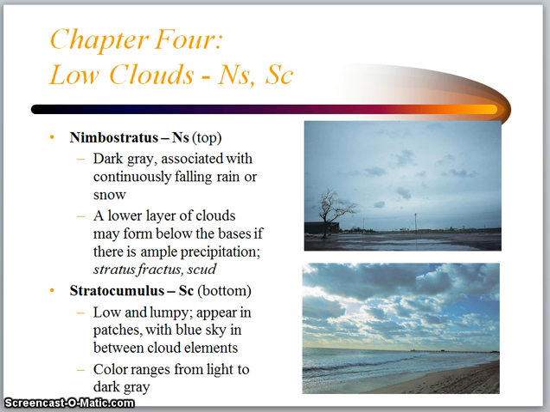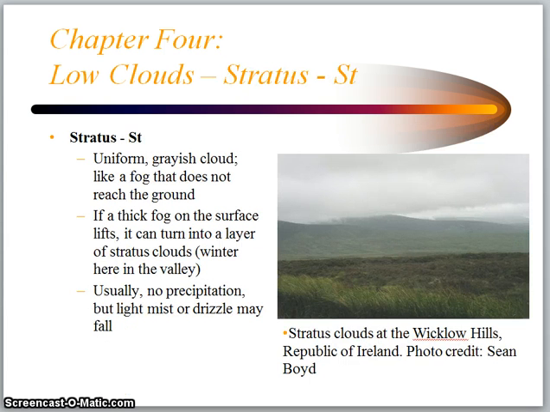There are nimbostratus clouds, which are dark and gray and produce precipitation. Sometimes you see lower, fast-moving clouds below the nimbus clouds that produce the rain, the nimbostratus clouds. Those are called stratus fractus or scud. Then there are stratocumulus clouds, which are low and lumpy, and they appear in patches with blue sky in between. The color ranges from light to dark gray. That's stratocumulus clouds.